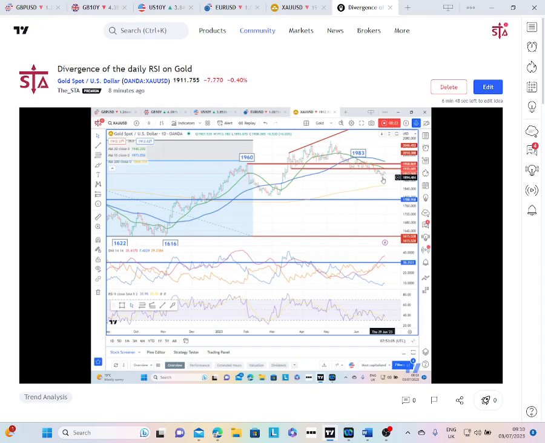However, you will notice that the recent low, which comes in around 1893, was accompanied by a divergence of the daily RSI. So we're just going to take a look at this to see what sort of bounce we're likely to see from here. So let's have a look at our weekly chart.